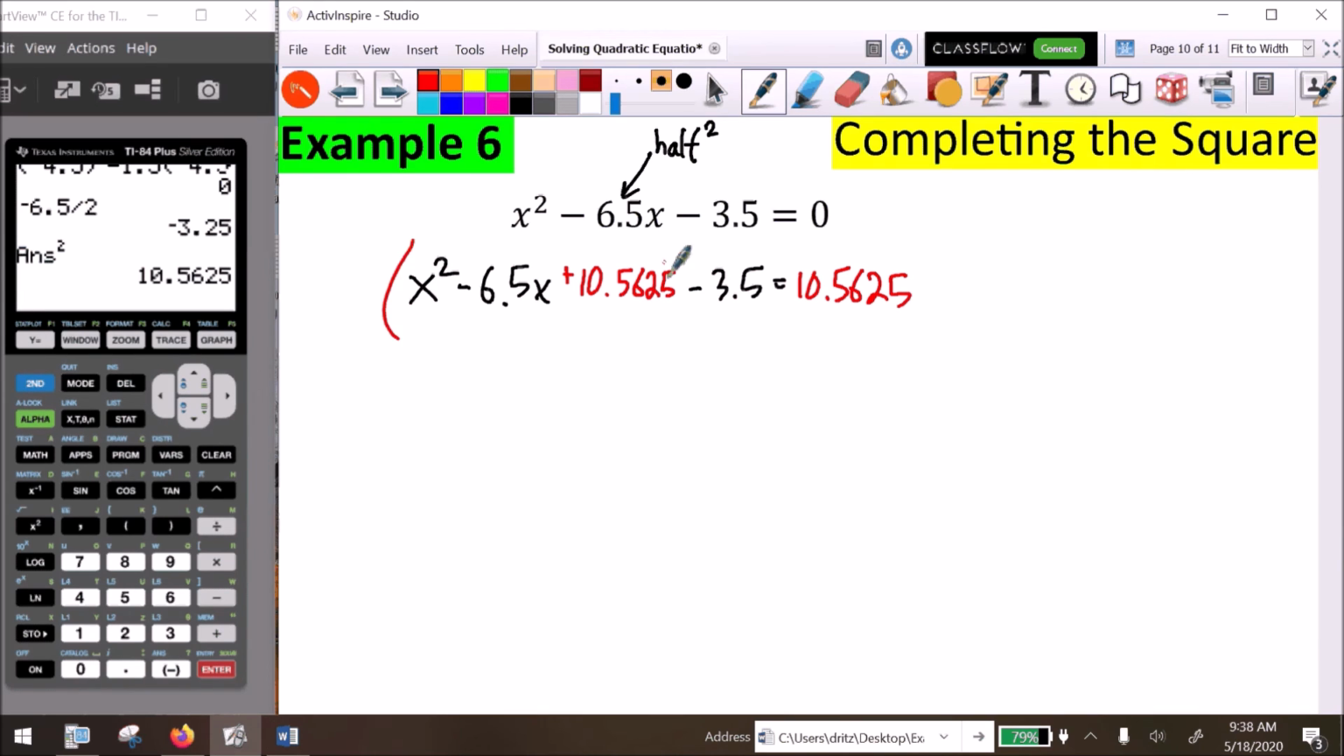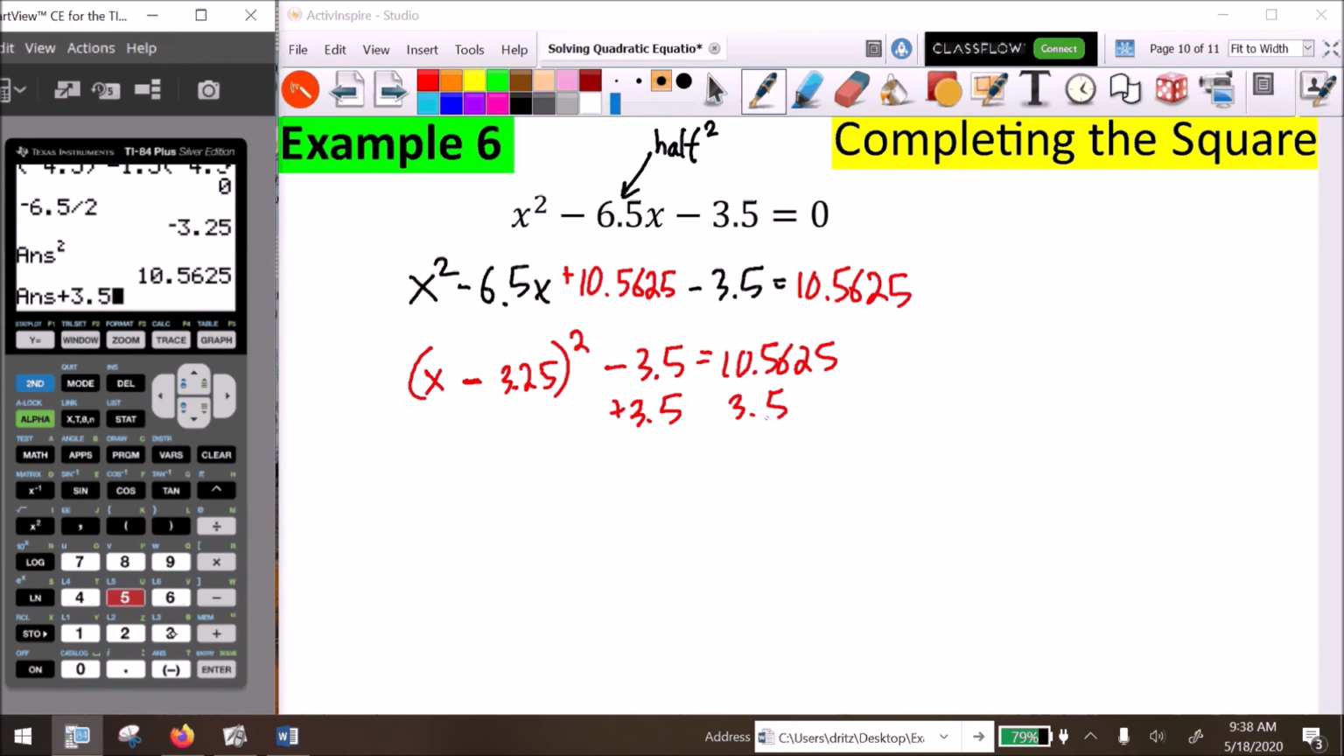All right, we've constructed what's called a perfect square trinomial, and they're pretty easy to factor. You just take the square root of the leading term, the square root of x squared is x, the square root of that third term, which is 3.25, and you separate it with whatever sign's in the middle there. There's a negative in front of the x, so that's going to be minus, and that binomial is squared. All right, let's move the 3.5 to the other side of the equal sign by adding it on each side. So we have 10.5625 plus 3.5. That's 14.0625.